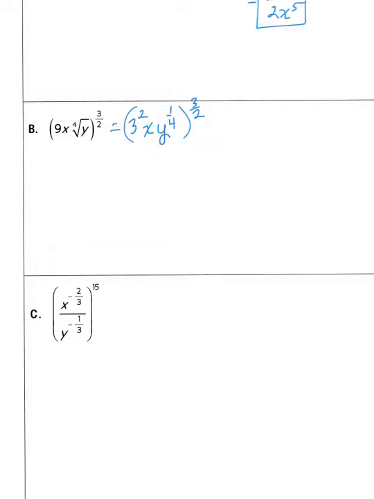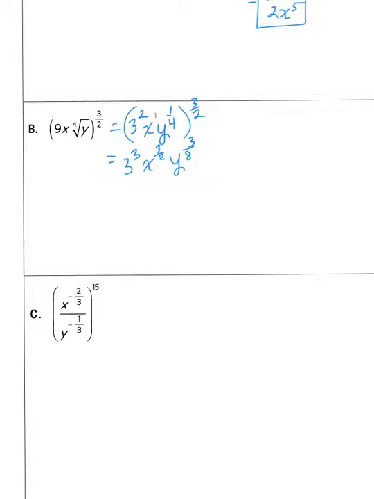So then we've got power to power. So don't forget that this x is to the first power. So I'm going to multiply these powers by the 3/2. So we end up with 2 times 3/2. The 2's are going to cancel, so you're going to get 3 to the third. 1 times 3/2 is x to the 3/2. And 1/4 times 3/2 is, oddly enough, 3/8. So it's kind of ugly. So 3/8.